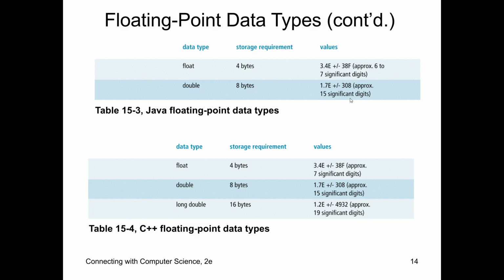And notice here on a float, it says approximately, and that's because floating numbers are approximate. And again, that's outside the scope of this class, just be aware of that. But float and double are used in scientific programming all the time. Now down here on the C++, you'll notice you have the float and the double. And then you have this other one called a long double, which is 19 significant digits.